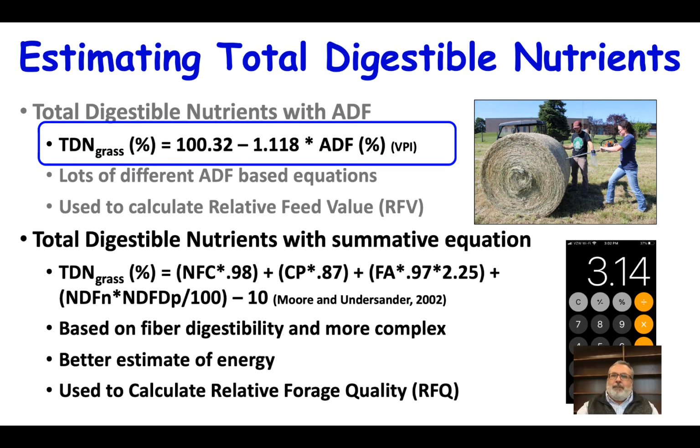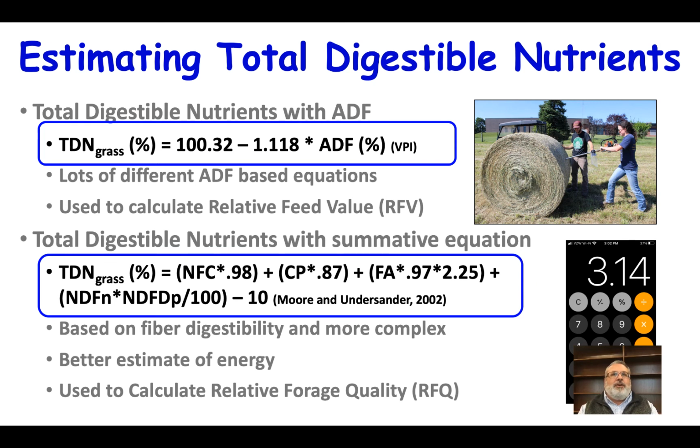Okay, if we take a look at this equation here, this is used to estimate total digestible nutrients with what we call the summative equation. So this equation takes into account the fiber digestibility of that forage. It's much more complex to calculate, but it gives us a better estimate of the actual energy in that forage material. And we use this summative TDN to calculate relative forage quality.